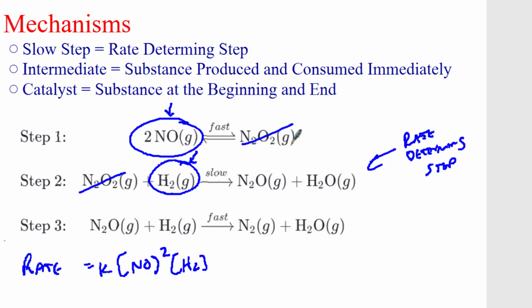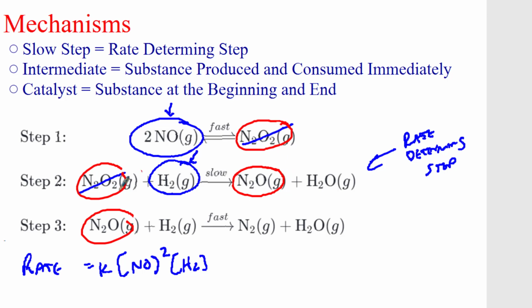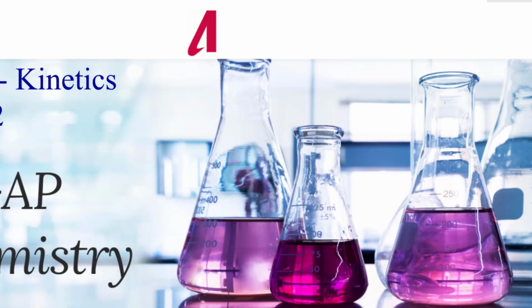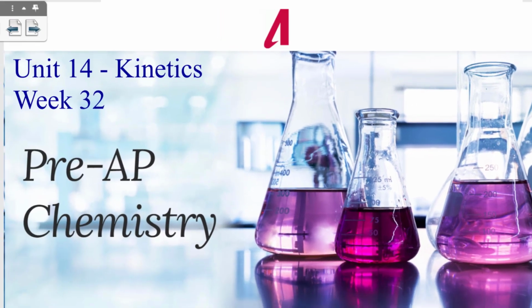Okay, you can see the N2O2 is an intermediate. Also, the N2O is an intermediate because those are being made and then used. But this last mole of H2 doesn't really matter in terms of the rate because that is in the fast step, not in the rate determining step. So we can figure out the orders of reactions using mechanisms.